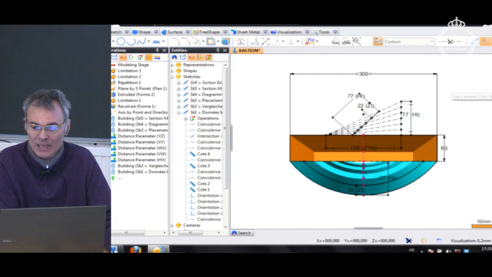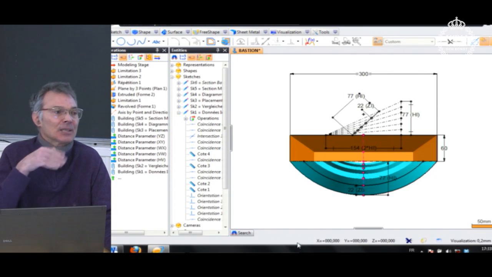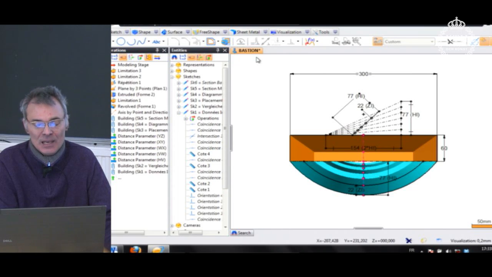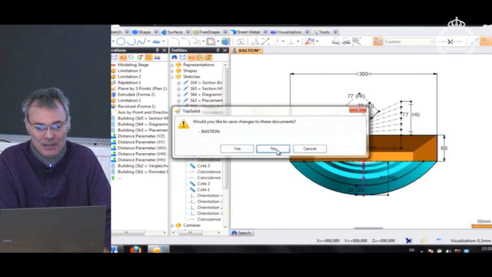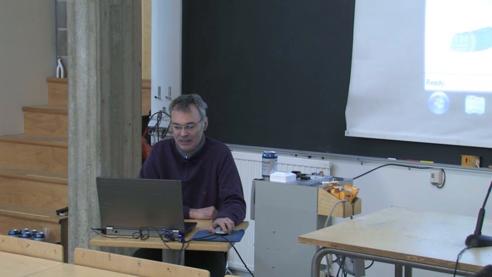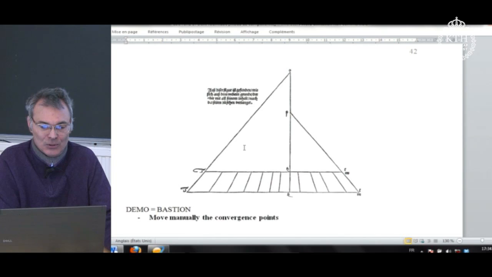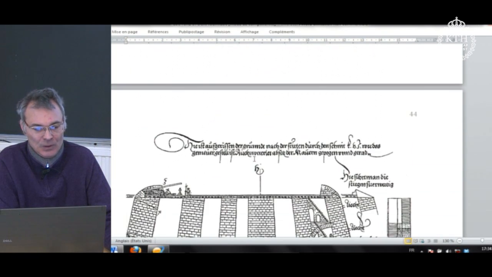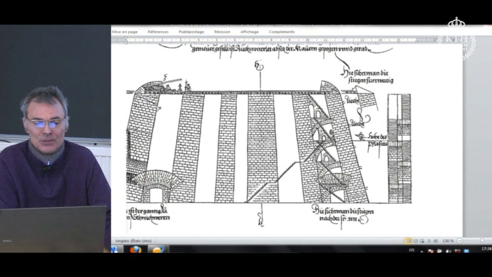And now we have another version of the three circular walls that protect this rectangular bastion. Okay? So I think this is really parametric architecture. And to be sure, this is the convergence of the slanting walls. And here we see the final result as it was drawn by Dürer.